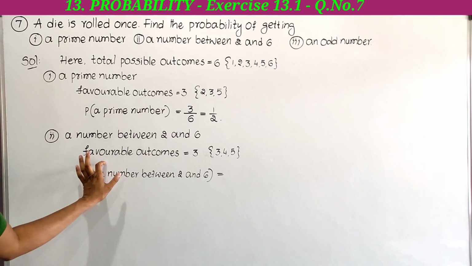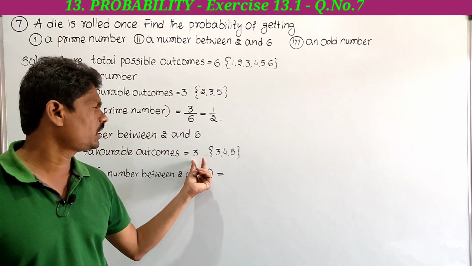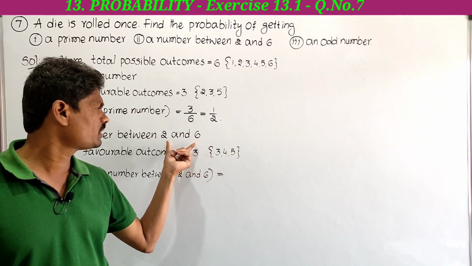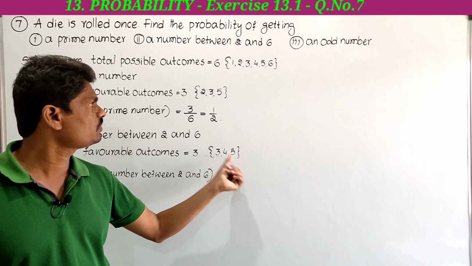So here favorable outcomes equal to 3. So what are the possibilities? The numbers lying between 2 and 6 are 3, 4, 5.